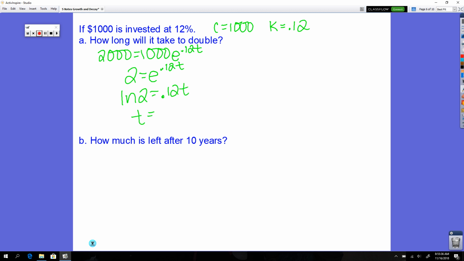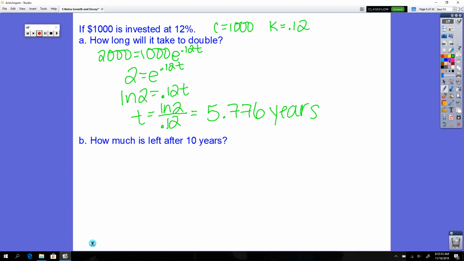So my time is the ln of 2 over 0.12. Now we're going to use a calculator. And remember, you have to give me 3 decimal places. And so my answer is going to be 5.776 years.